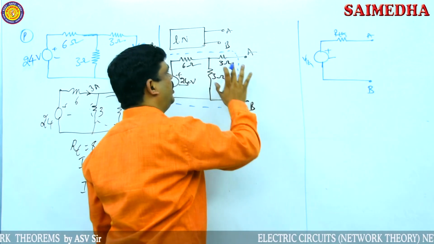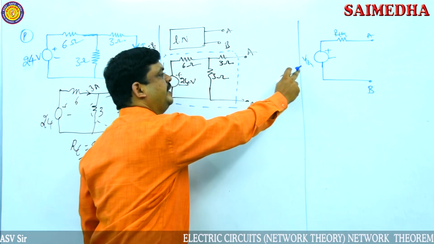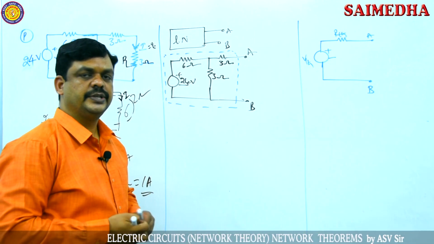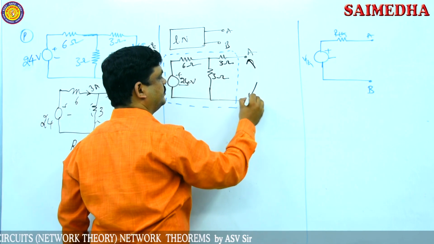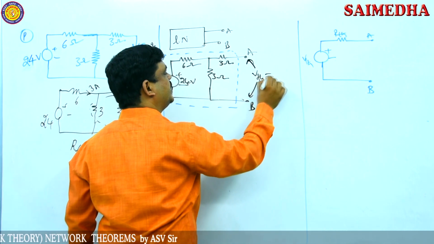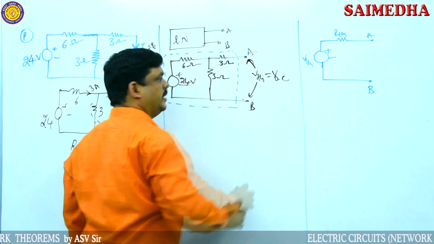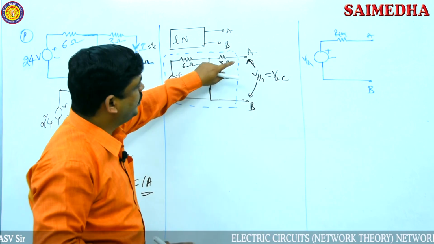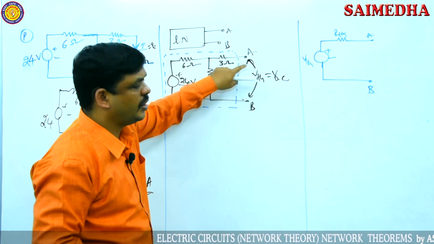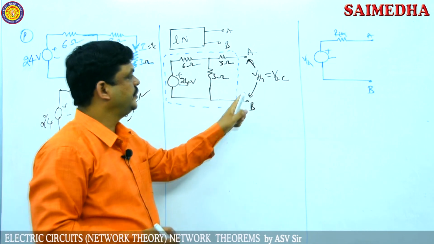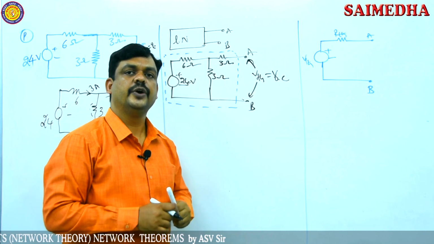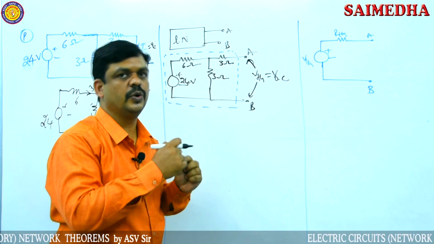So now we have to replace this complete network with one VTH and RTH. I already explained VTH. VTH is the voltage across the open-circuited load terminals. So now these two are opened, and the voltage across those two points becomes VTH. So VTH is equal to VOC, the open circuit voltage across the load terminals.